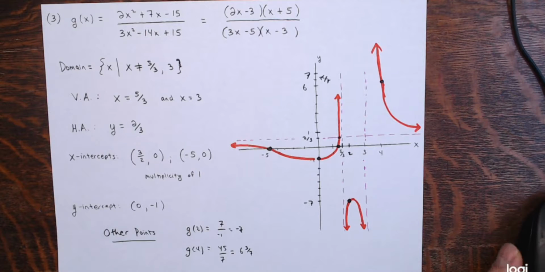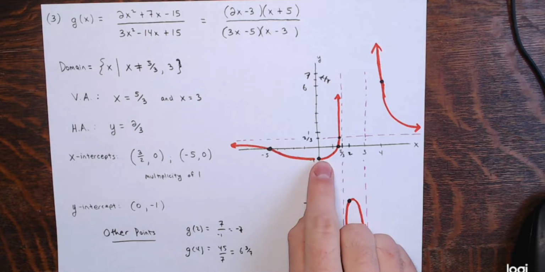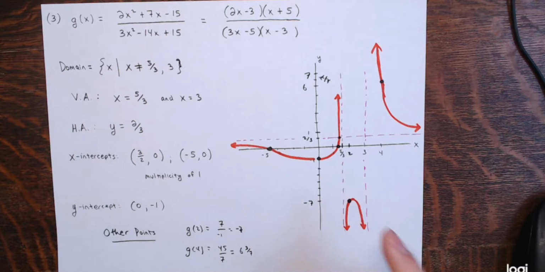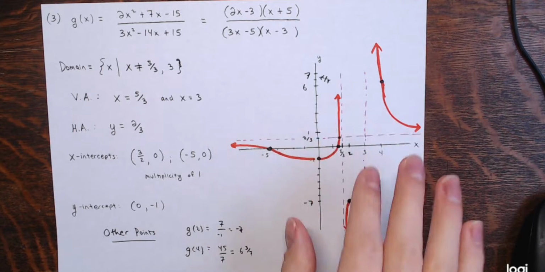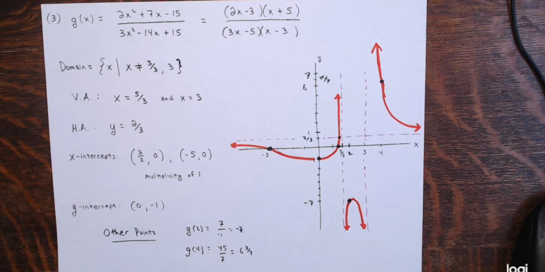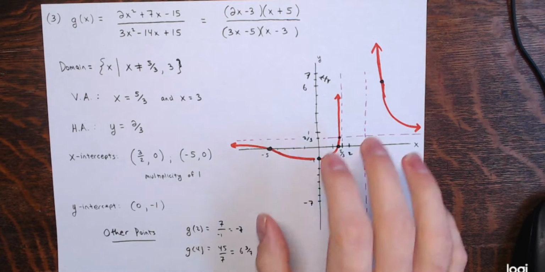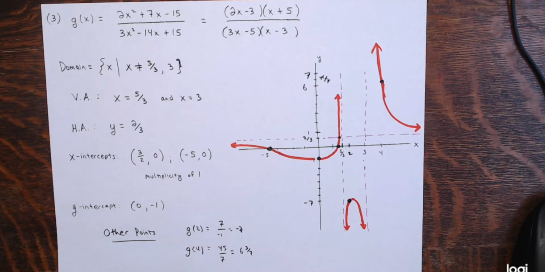My drawing isn't terrible. And that's the key though, you're just making a rough sketch. So if you're off a little bit, like this should be coming down a little more, this should be going up a little more, I don't care about that. I'm making a rough sketch of this, just getting the general shape. Have the asymptotes in, have the intercepts, have some other points if need be, and use the intercepts and the asymptotes as a guide.